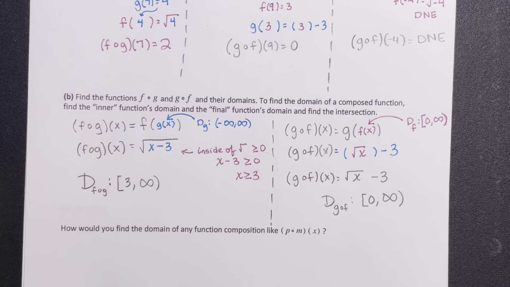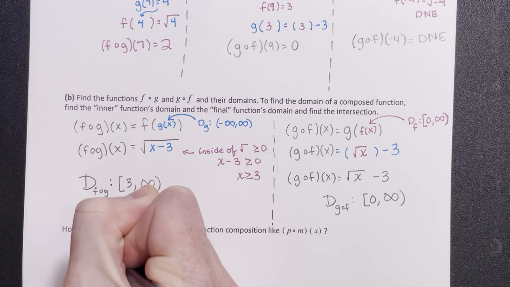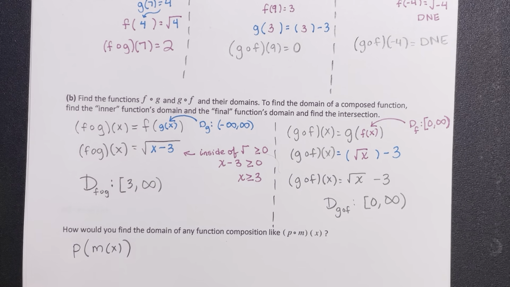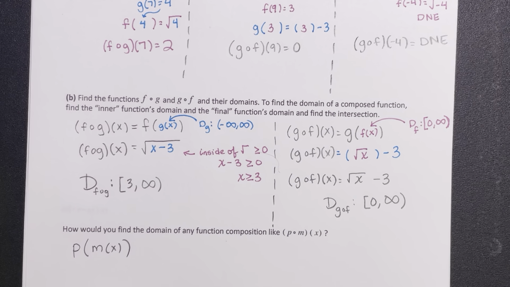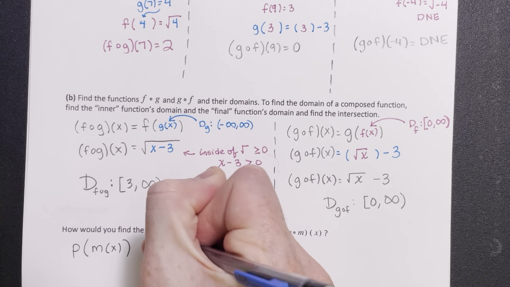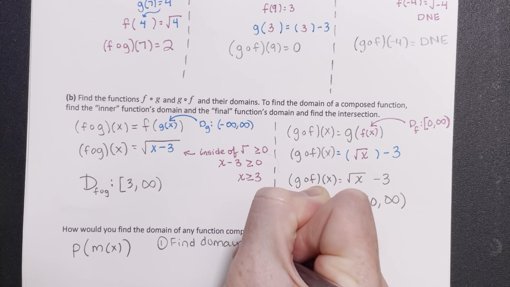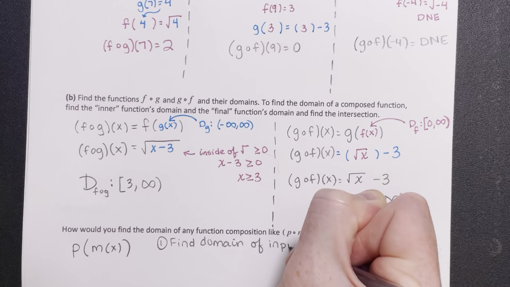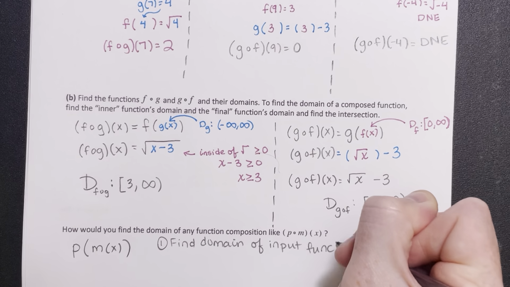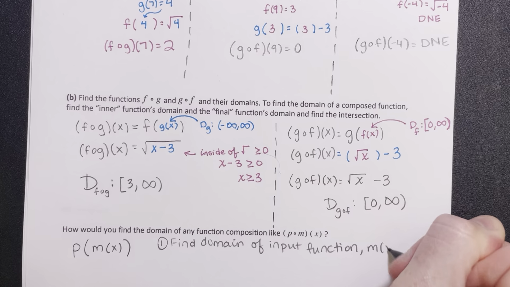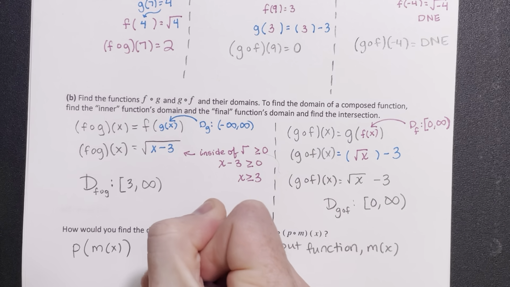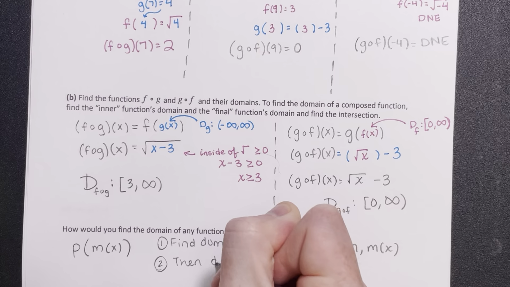So we have a generic question here. How would you define, or how would you find the domain of any function composition like p of m of x? And this p of m of x means that m is going inside of p. So we would first find the domain of the input function, which in this case is m of x. Then we're going to find the domain of the composition.